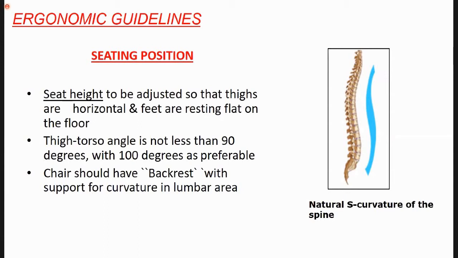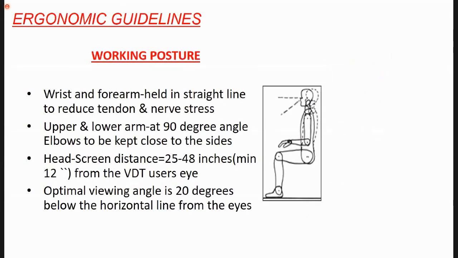So how many of you are taking care? You all are adopting a seating position while studying or working on computers, laptops. So be careful. So this is the working posture. Wrist and forearm held in a straight line to reduce tendon and nerve stress. Upper and lower arm at a 90 degree angle. Elbows to be kept close to the sides.